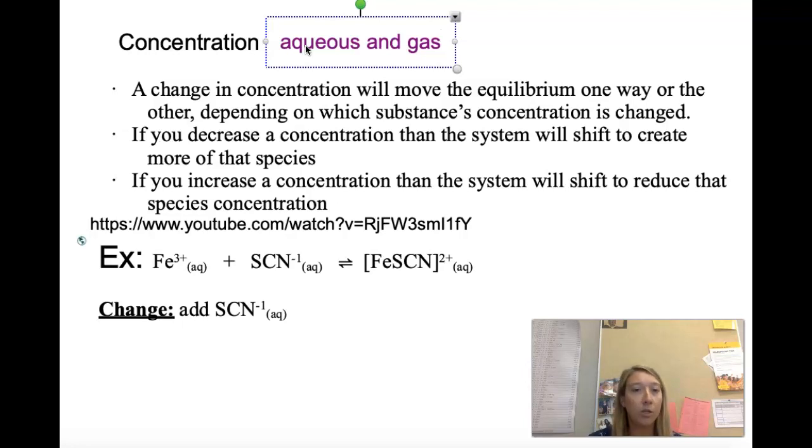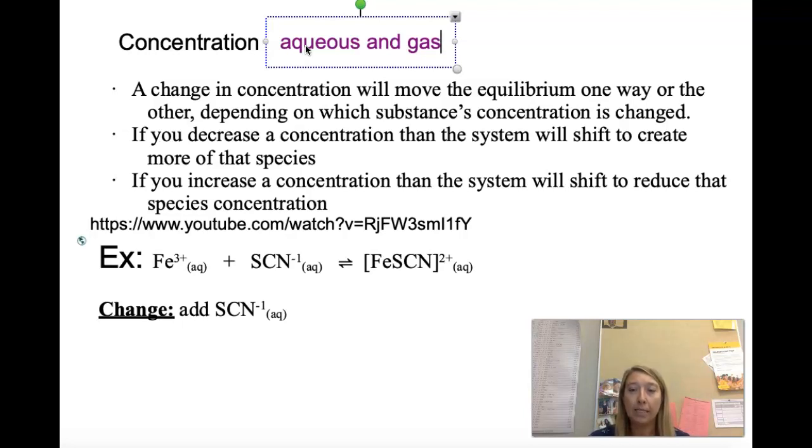Because I promise you, there are questions on the diploma where they throw a solid in there just to see if you know that a solid shouldn't shift, okay? So what happens with the change in concentration? It's going to shift the equilibrium position. So generally these questions will tell you that they add or remove something.